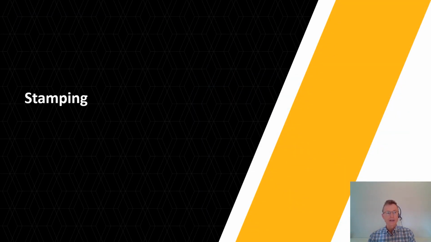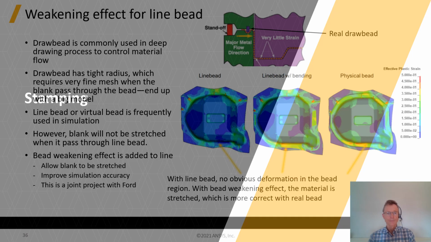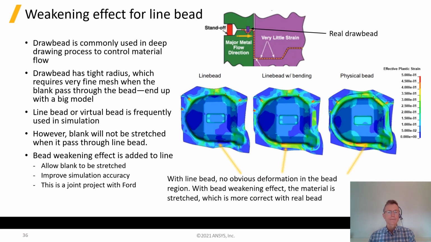Stamping is the next subject area we're going to talk about. Draw beads force the workpiece to move around some very tight radii, and you don't normally want to model that explicitly. So there was already a feature that modeled the draw bead as a line that applies a drag force to the workpiece, but it didn't consider the effect of all that plastic strain on the material as it was pulled through those tight radii of the draw bead. And now that effect can be modeled too, so the material will be weakened after passing through the draw bead.